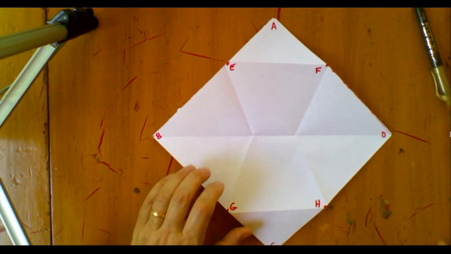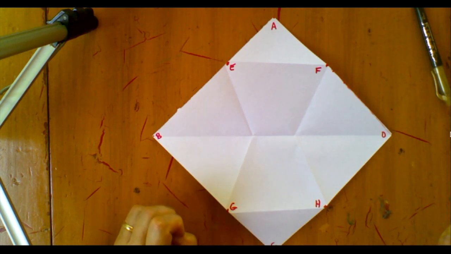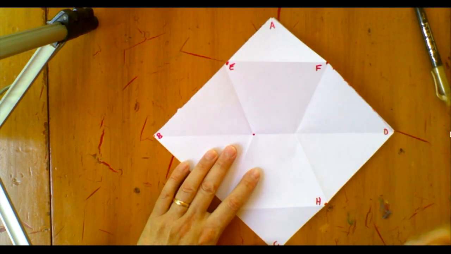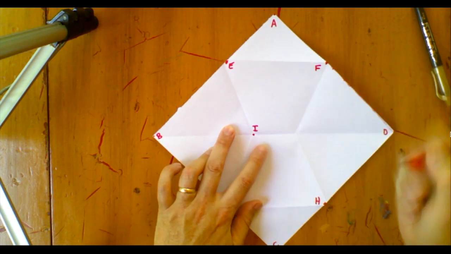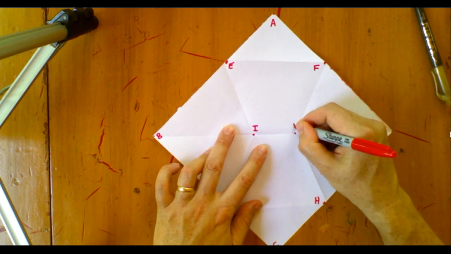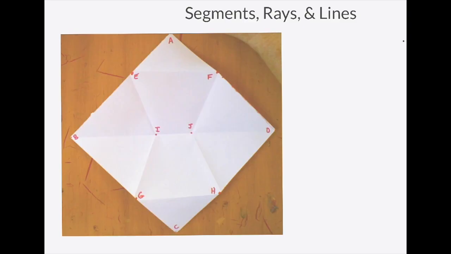And I see two more points along the way too. This point right here, we'll call point I, and this last point here, point J. So let's start off by talking about how these points make segments, rays, and lines. Well, let's begin with the simplest idea, which is a segment.